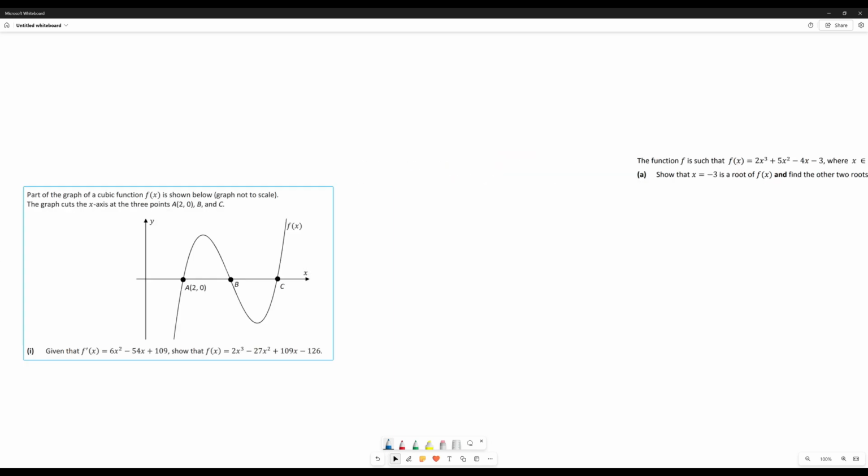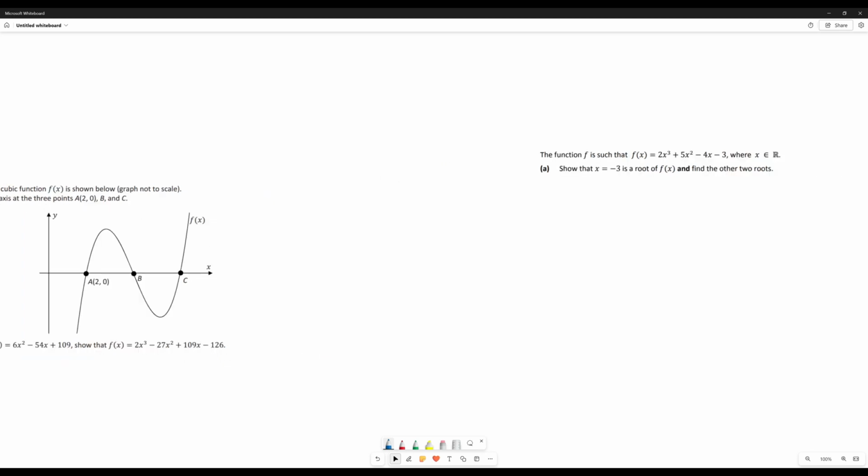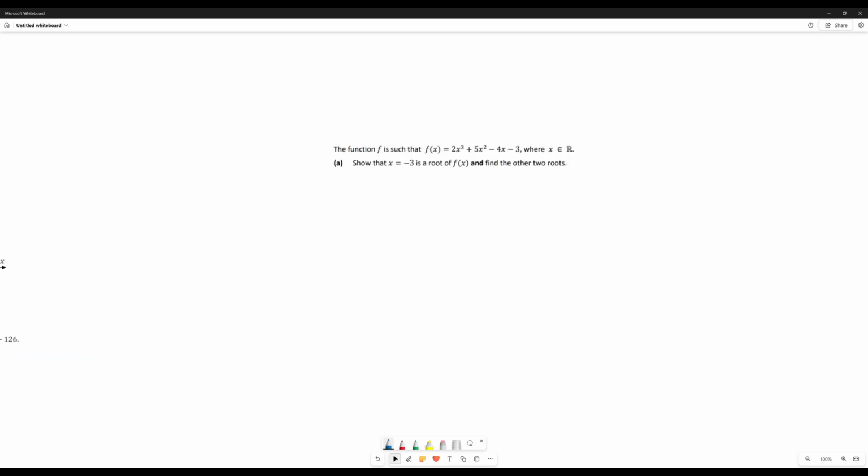You notice a cubic will hit it 3 times. That's just 3 roots, and we're going to talk about it. They told you in this one, well, they didn't tell you. They kind of said show that it is a root. So they're kind of just saying, just make sure.